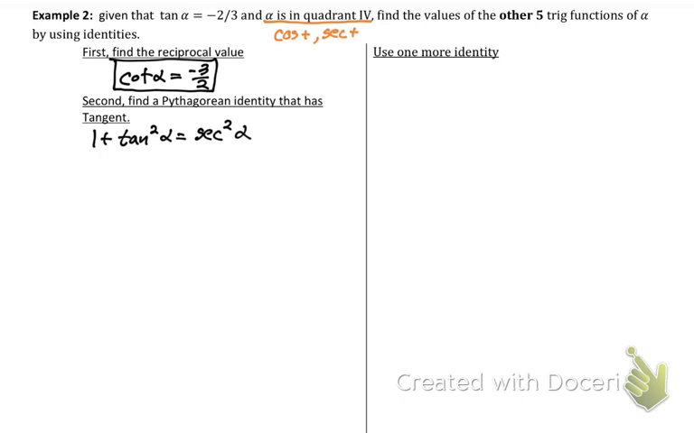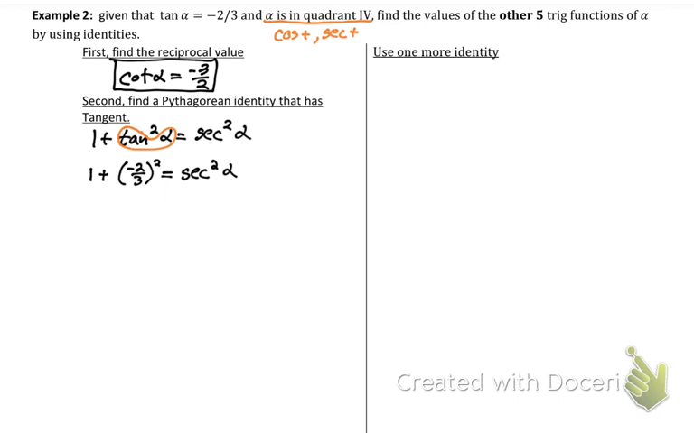So I know that tangent is negative 2 over 3. So I'm going to replace this entire tangent alpha with that negative 2 over 3. So we have 1 plus negative 2 over 3. Don't write too big because we have a little bit of work to do. That's really all the pre-calculus you need to know.